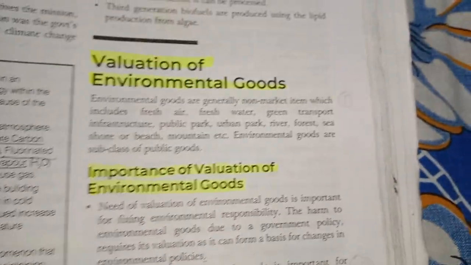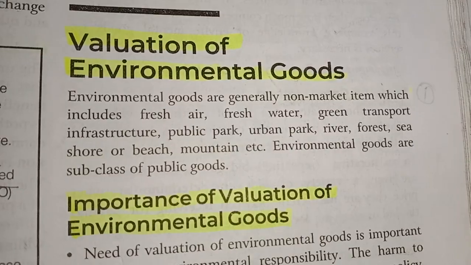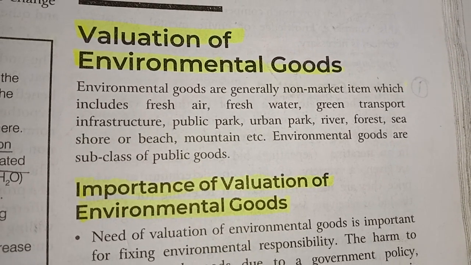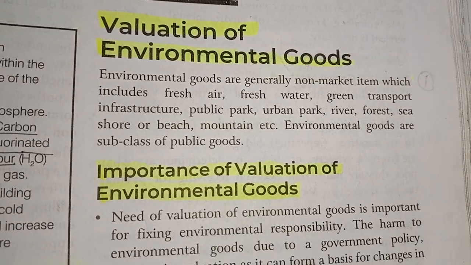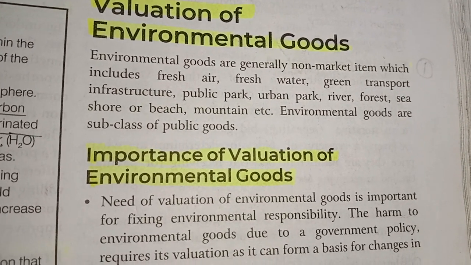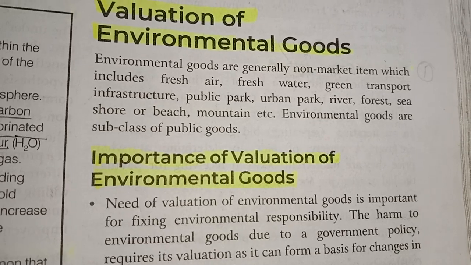Valuation of environmental goods. Environmental goods are generally non-market items which include fresh air, fresh water, green transport, infrastructure, public park, urban park, river, forest, sea shore or beach, mountain, etc. Environmental goods are a subclass of public goods.